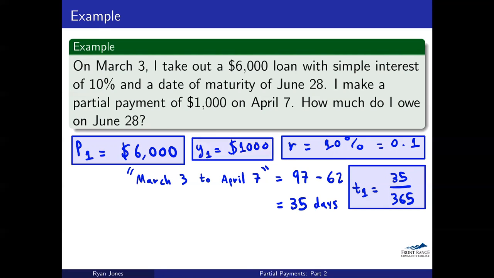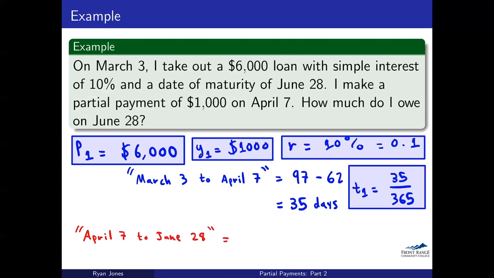So we've got that. And then really the last thing that I want to calculate is our second time period, which is from the date that I make my partial payment until I have to pay the loan off, which is April 7th to June 28th. And so we'll do the same exact thing. I'm going to do this in red just to make it stand out a little bit better. April 7th to June 28th.